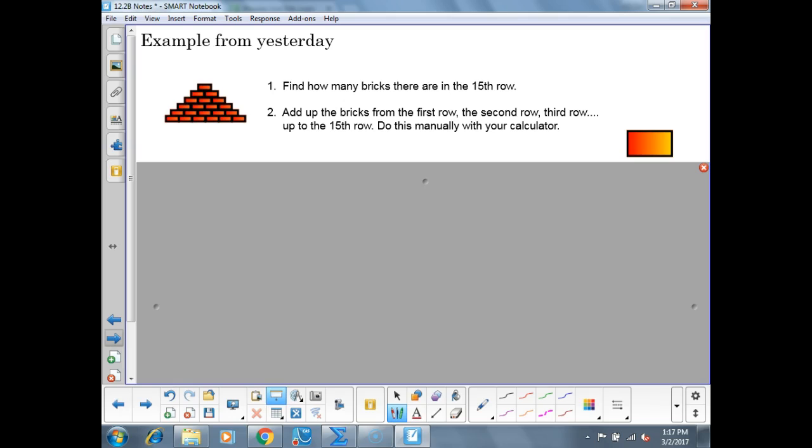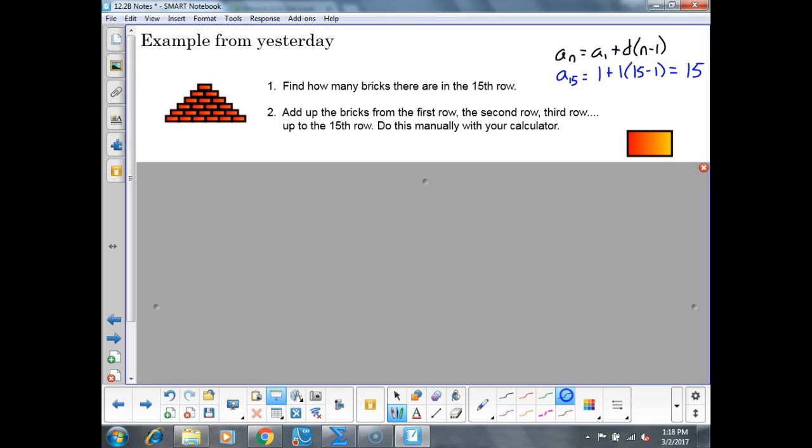If I use my rule, a sub n equals a sub 1 plus d times n minus 1, then a sub 15 is: there was 1 brick in my first row, and each row has 1 more brick. So that's going to be 15. 15 minus 1 is 14, 14 times 1 is 14, plus 1 is 15.